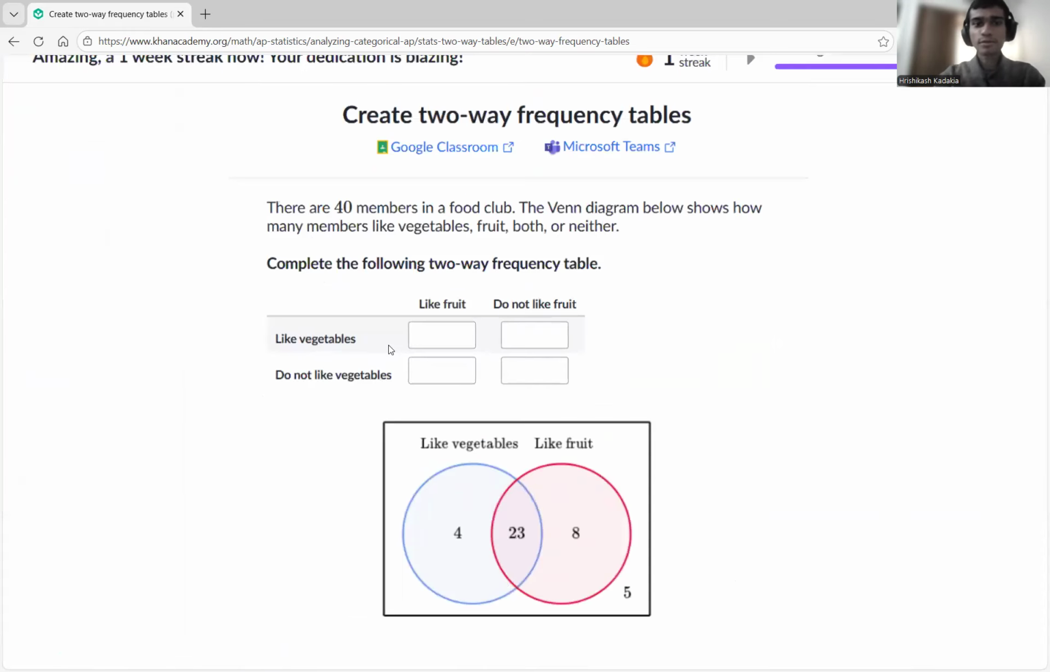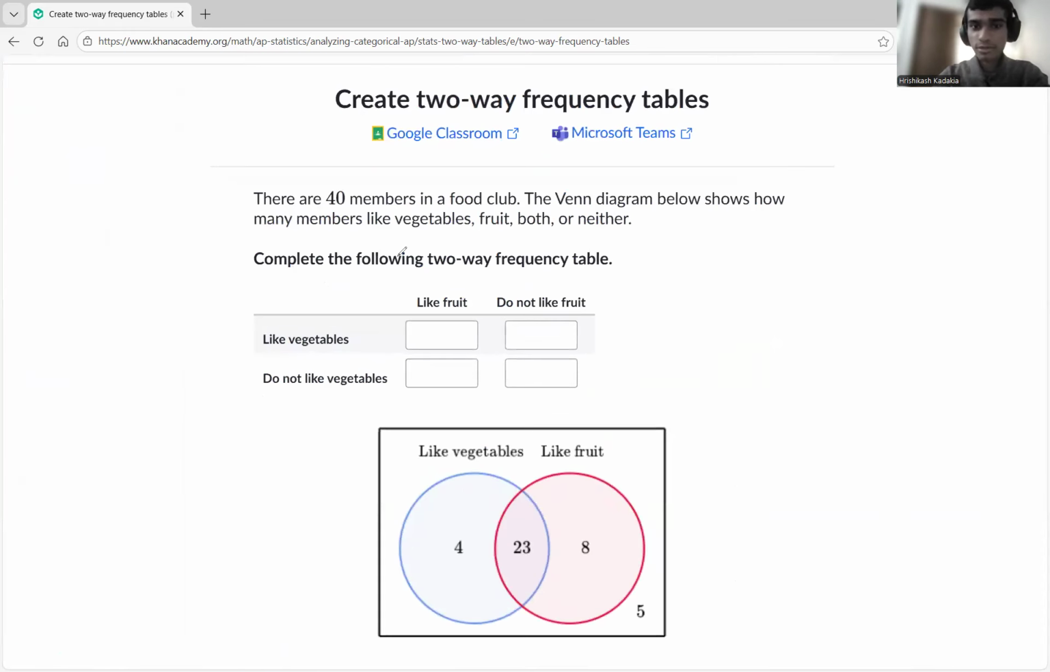Now here also we want to measure two categorical variables, and two categorical variables are like vegetables or you like fruits or not. So we're just mapping the relationship that, okay, this many percentage of people who like fruits actually like vegetables. That way. Okay. And then we just want to draw a Venn diagram. So Venn diagrams is basically where we have a universe. It's kind of two universes. And what is the most common thing between the two? That's 23, right? And here they're just saying there's 40 members in a food club.